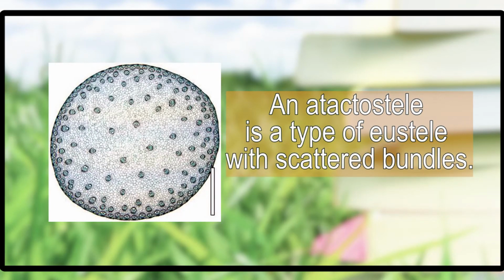And lastly, we will be talking about atactostele, in which the complete vascular bundles are scattered in the ground tissue, so that these vascular bundles are present as single units. So after this, we come to this concept of stelar evolution. According to this, there are basically two theories. One is the intrastelar theory and the other one is the extrastelar theory.